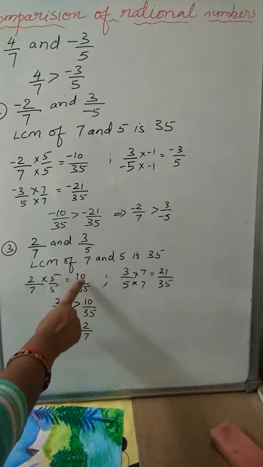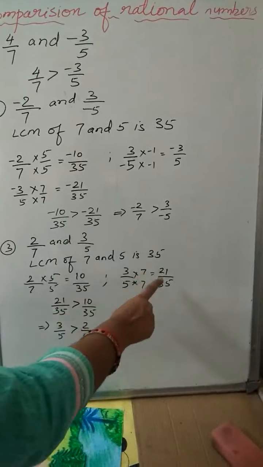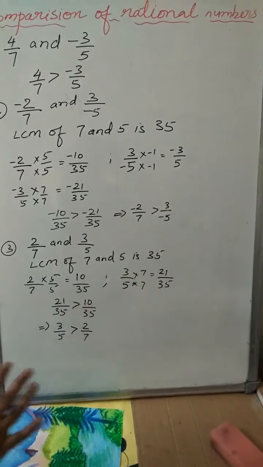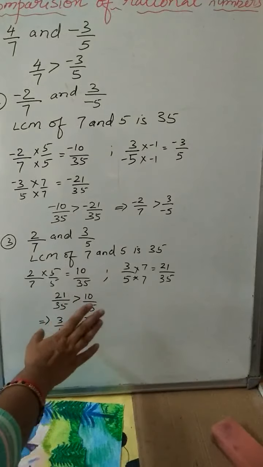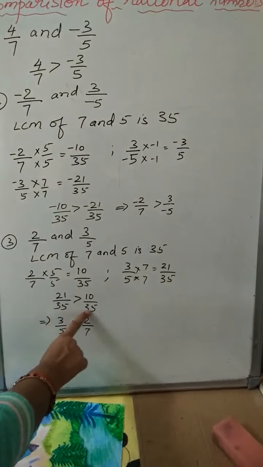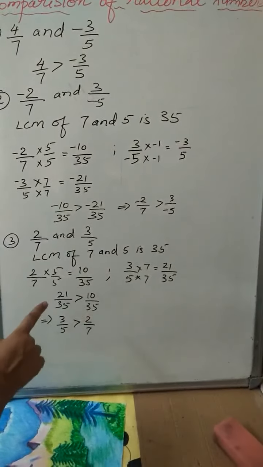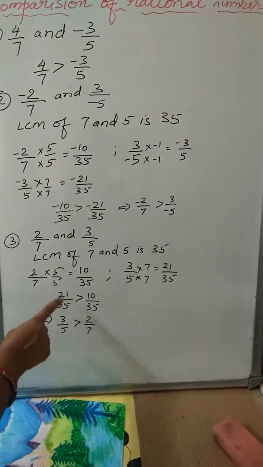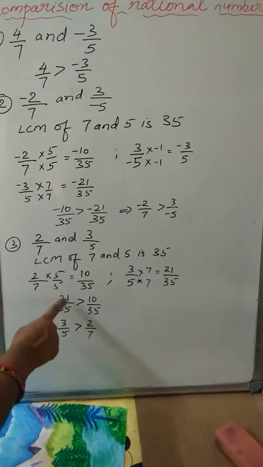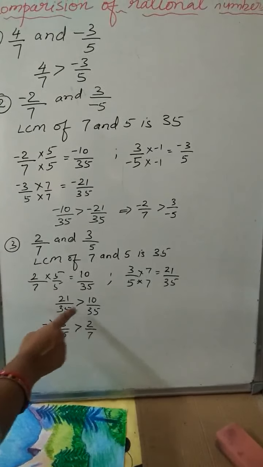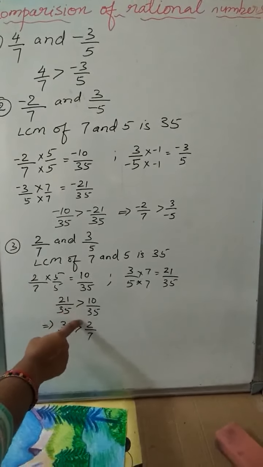So you will get 10 by 35 and 21 by 35. Now here there is no issue of sign. Both are having positive sign, denominators are same. So in this case, which number is greater, 21 or 10? So the answer is 21. So therefore 21 by 35 is greater than 10 by 35.